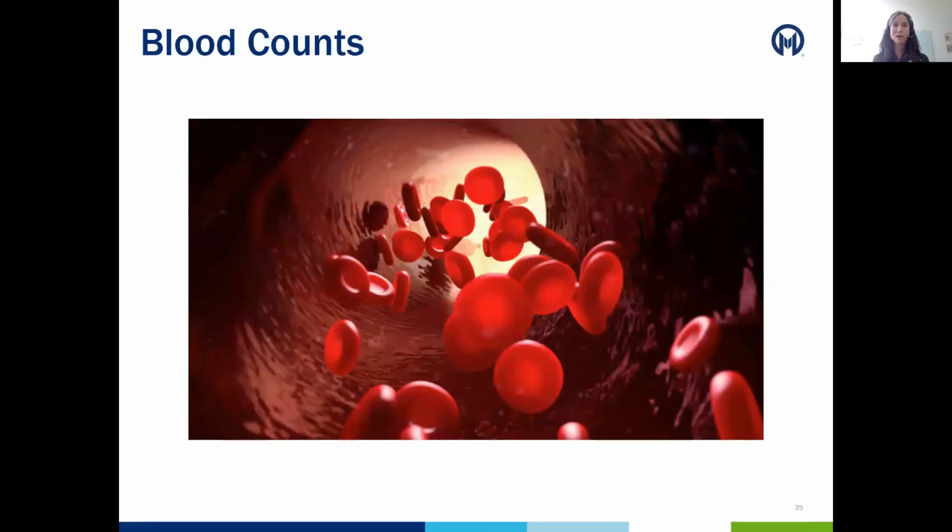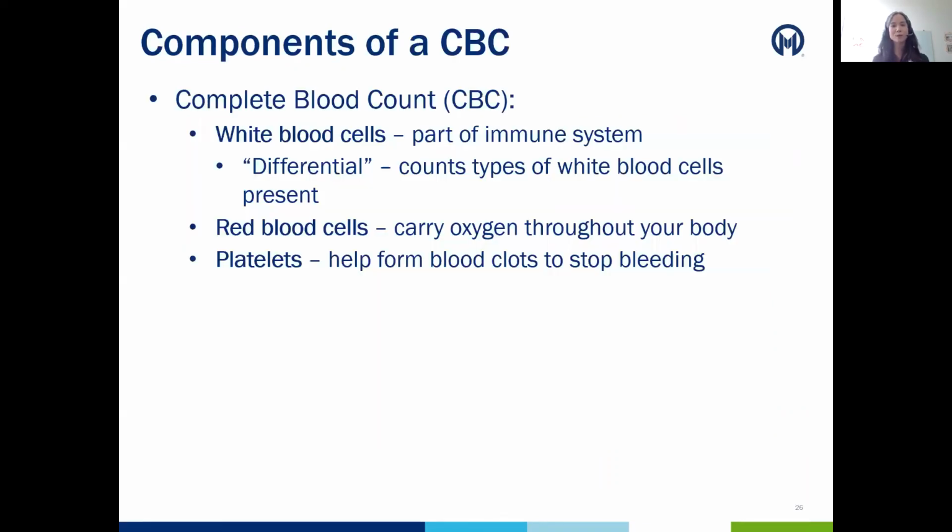Now moving on to my personal favorite topic of blood counts. There are really three main types of blood counts that we look at on the test CBC, or complete blood count. There's white blood cells, red blood cells, and platelet counts. White blood cells are part of the immune system, and we always typically check a CBC with diff, meaning with a differential, where we can actually count the different types of white blood cells that we're seeing in your blood. Red blood cells help carry oxygen throughout the body, and platelets help to form blood clots to help us stop bleeding.